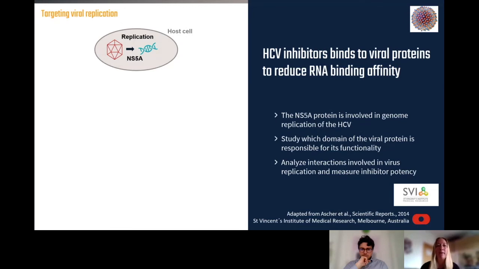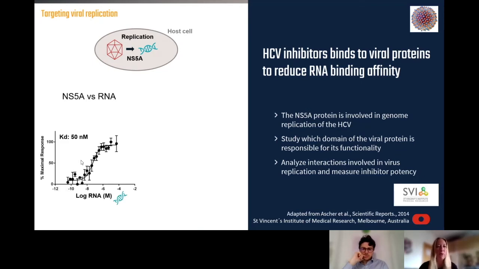The next example is the protein that is involved in the replication of the hepatitis C virus. Here, the researchers wanted to find out which domain of the protein is responsible for its functionality, and then use inhibitors to inhibit this function.